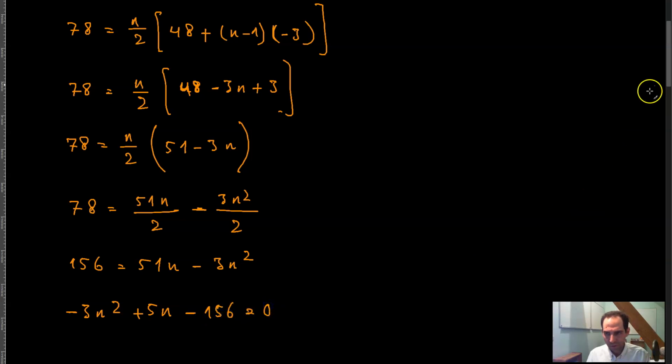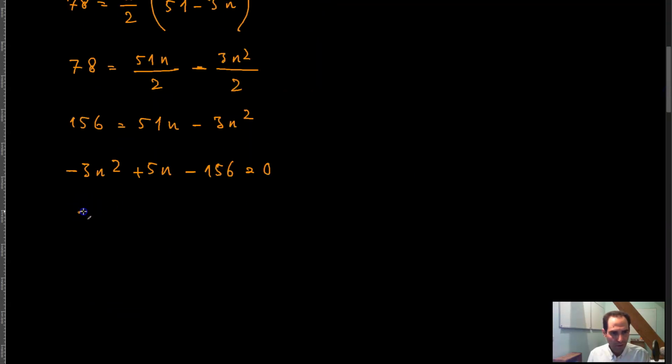which means that negative 3n squared plus 51n minus 156 is equal to 0, which means that basically 3n squared minus 5n plus 156 is equal to 0. And then you need to solve this equation in order to get the values of n. I cannot divide by 3 here because there's a 5 here and it's not divisible by 3.